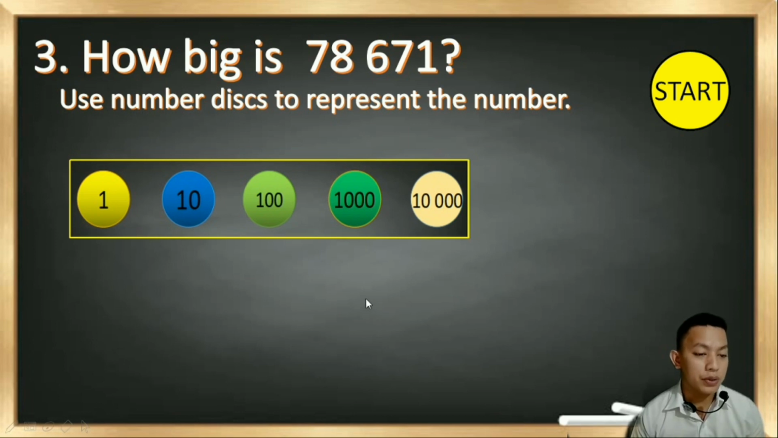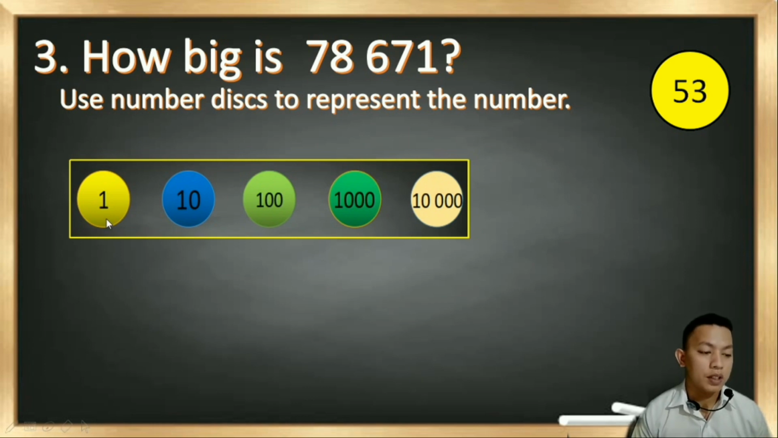Next, sample number 3. This time, we're going to use a number disk. Use number disk to represent the number. So we have 78,671. Use the representation of this. The timer starts now. Tens, hundreds, 1,000s, and 10,000s. So these are the disks that you can use to represent 78,671.